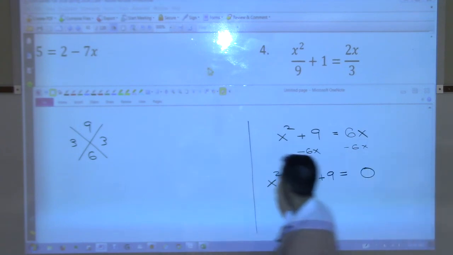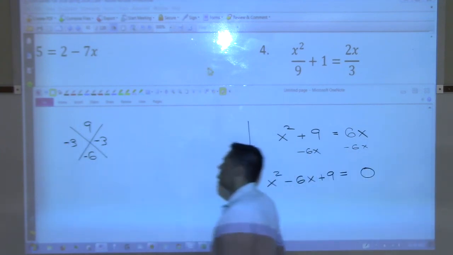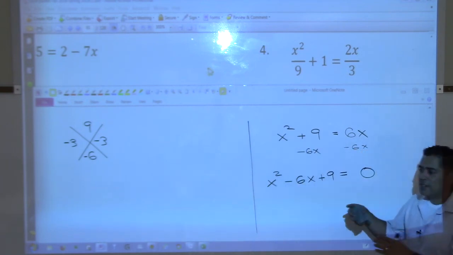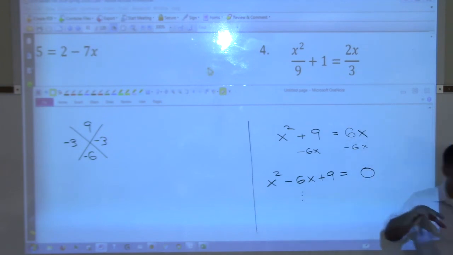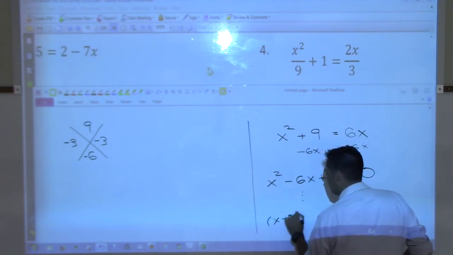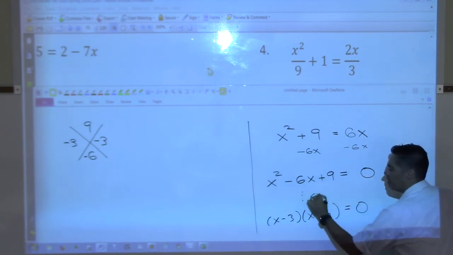No, negative. Oops, I messed up. This is minus, so these both have to be minus. Yeah, that was my mistake. Okay, so trusting that you could do the rest, I'm going to say dot, dot, dot. That means that there's more work that I'm not showing here. All right, this will become x minus 3 times x minus 3 after you do your grouping here, right?